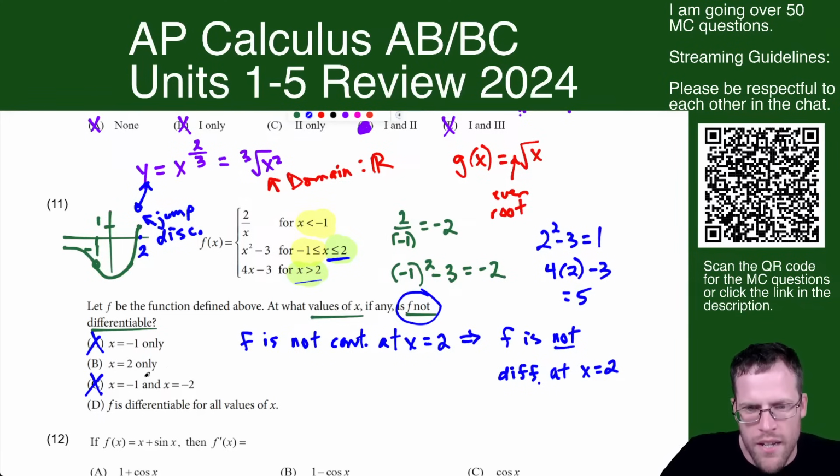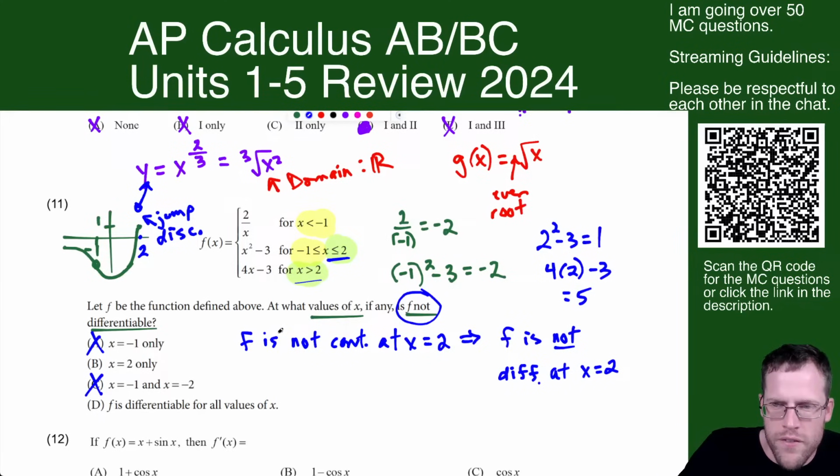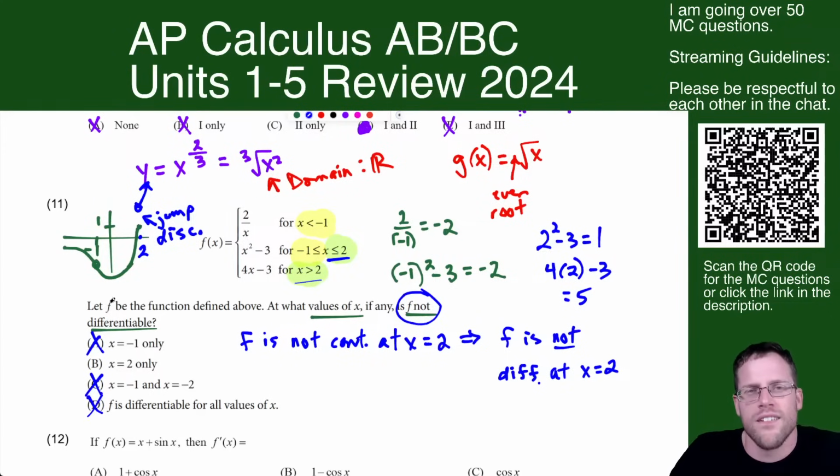Look at that. Because if f is not differentiable at -1 and -2, they forgot x equals 2. F is differentiable for all values of x. No, it's not differentiable at 2. Sorry, I'm a little tired. So, that part is annoying when we find something. But this answer would imply that it is differentiable at -1.